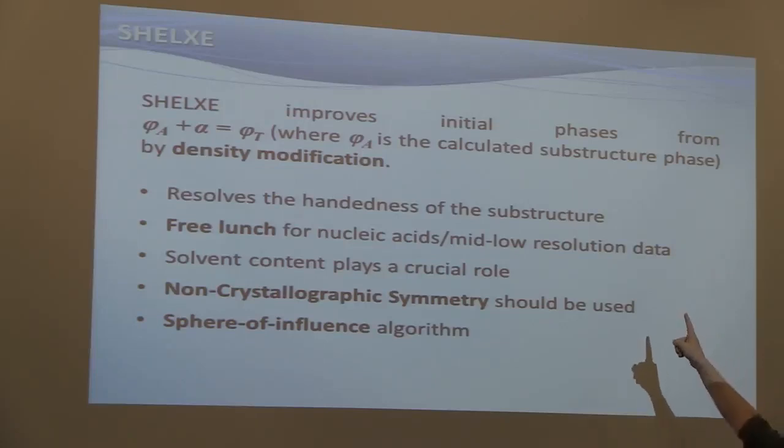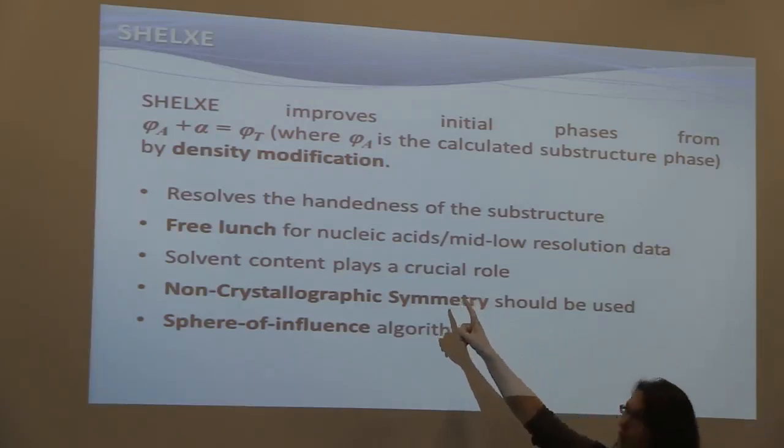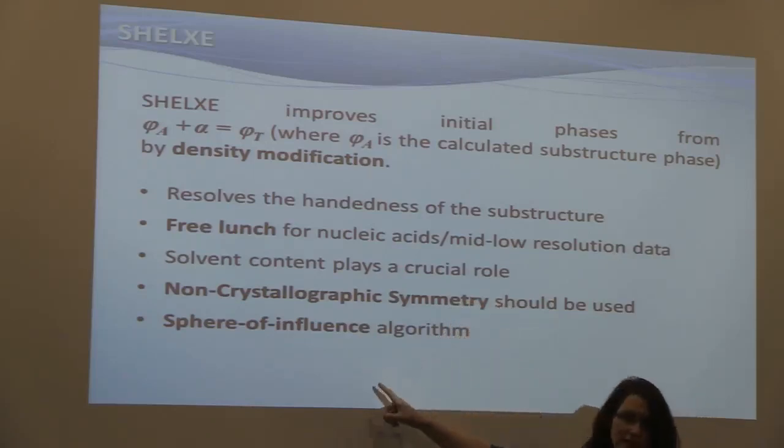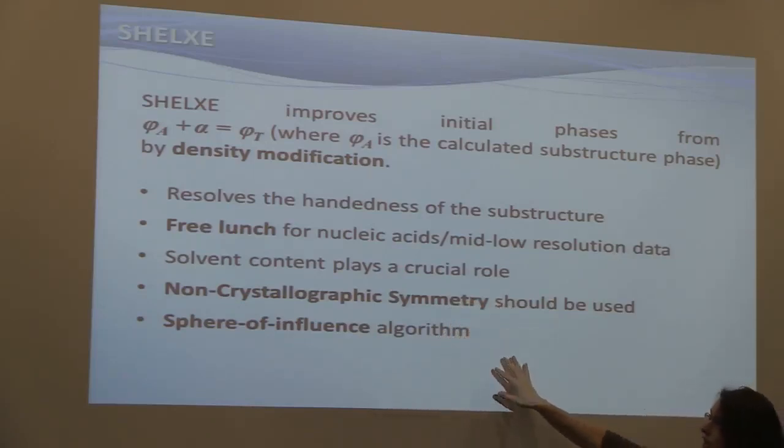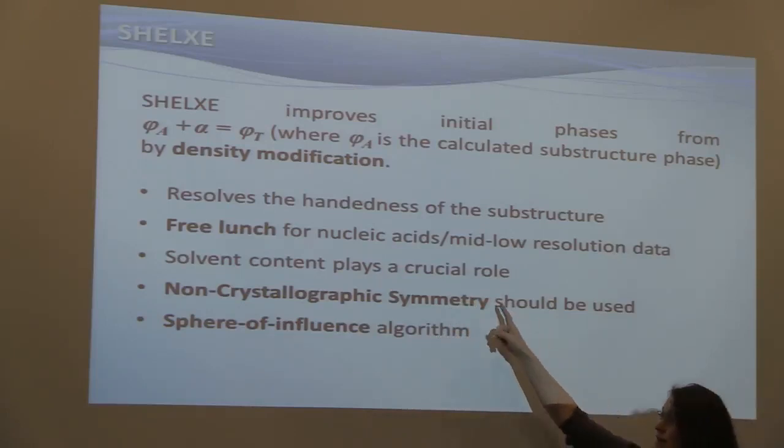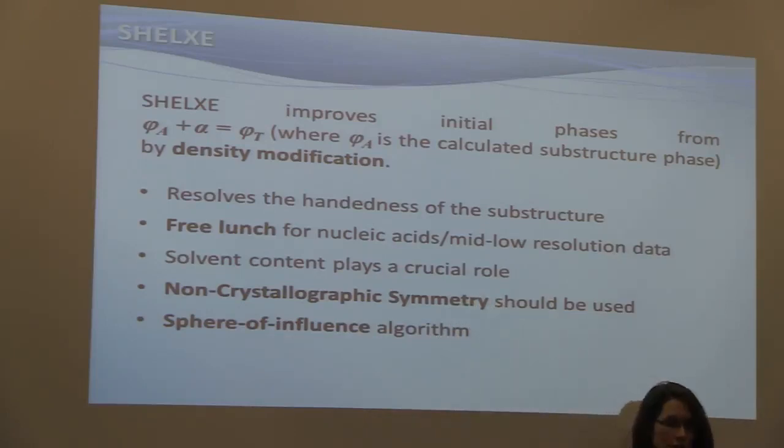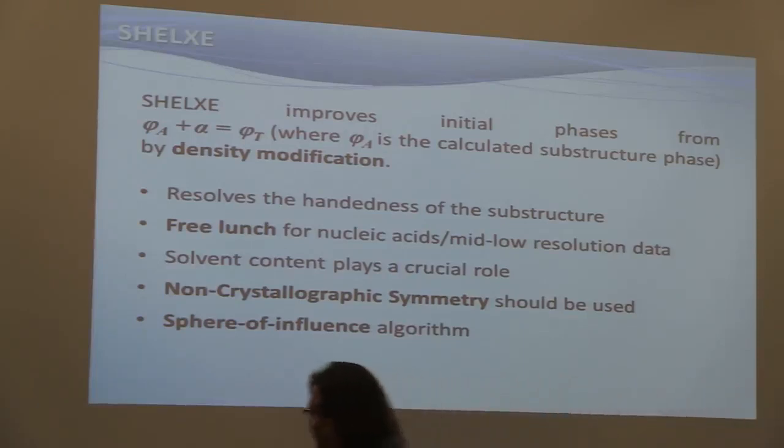It resolves the handedness of the substructure, about which to this moment you had no clue. It can use free lunch, which I haven't talked about yet. It uses the sphere of influence algorithm, which I have already been talking about, and I'm possibly going to skip it. The solvent content is crucial, because the density modification works exploiting that the protein is peaky and the solvent is flat. And you should use NCS if you can, if you know it already.